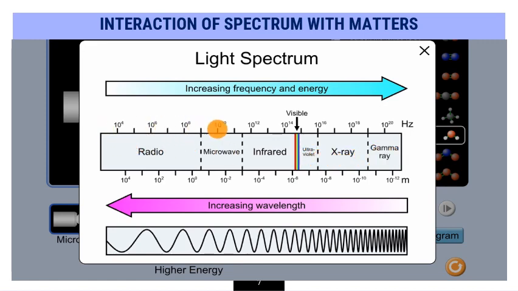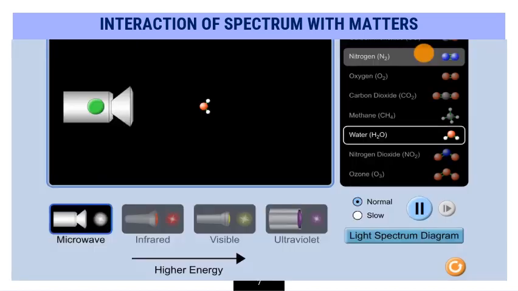And this isn't a linear scale. You can see that this is a logarithmic scale here. This is in powers of 10. So we see some pretty dramatic increases in frequency and energy as we go from the left to the right. But in this video, we're going to focus in particular on microwave, infrared, visible, and ultraviolet wavelengths of electromagnetic light or electromagnetic waves, and think about how they interact with molecules.